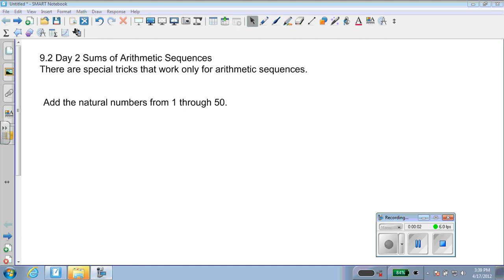Today we're going to talk about section 9.2, sums of arithmetic sequences. There are some special tricks that work only for arithmetic sequences. The things we're going to do today only work if a sequence is arithmetic. But they're so cool you will want to use them all the time. Don't. So let's start with add the natural numbers from 1 through 50.